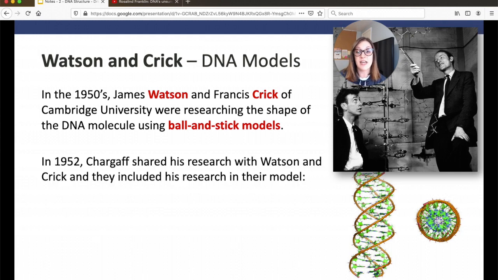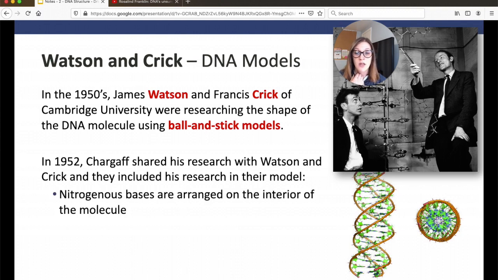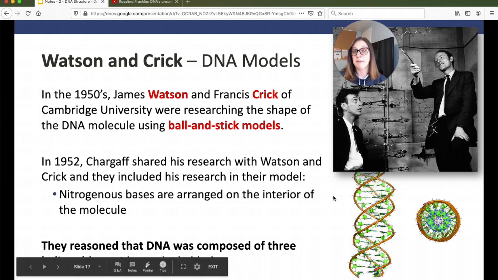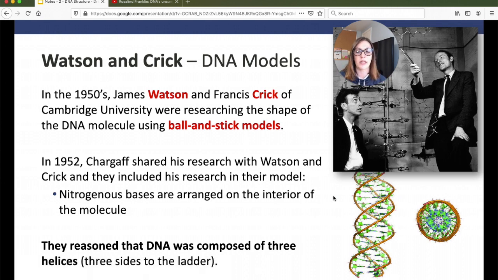And in 1952, Erwin Chargaff shared his research about the base pair rule with them to help them add more information to their equation. So based on Erwin Chargaff's data, they hypothesized that the nitrogen bases must be arranged together on the interior of the molecule and the sugar and phosphates are on the outside. They were predicting that DNA was composed of 3 helices wrapped together. So they were building ball and stick models, trying to figure out if this is how the molecule actually is shaped.